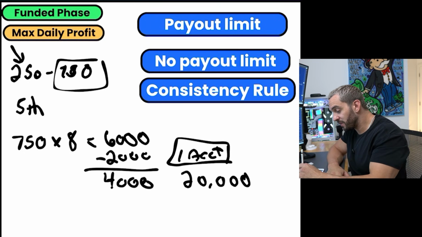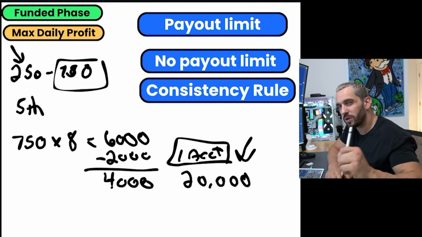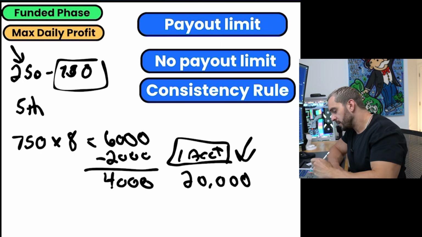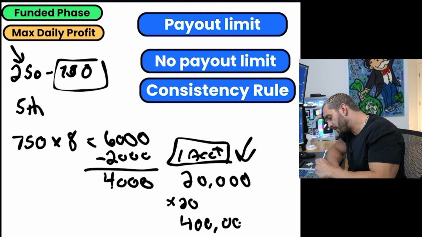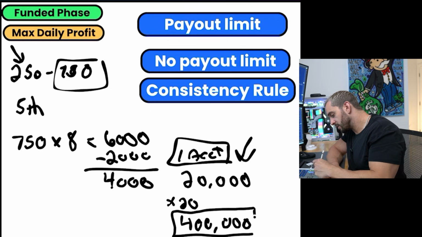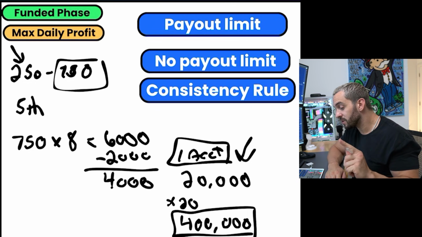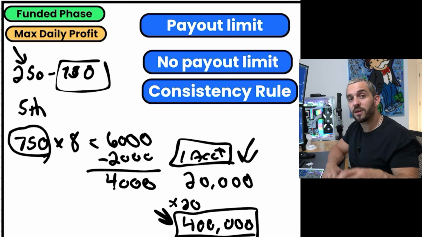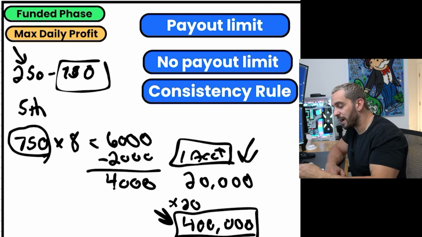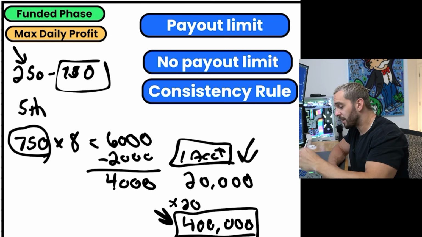So if you make $750 a day after your 5th payout, you're sitting on an extra $20,000 with one account. Times this by 20, because I have 20 accounts with Apex right now. This is an extra $400,000 in payouts sitting in your balance. An extra $400,000 by making $750 a day. So if you're in the funded stage, this, at least for me, is how I figure out my maximum daily profit. And then with the consistency rule, it's how I figure out the minimum.